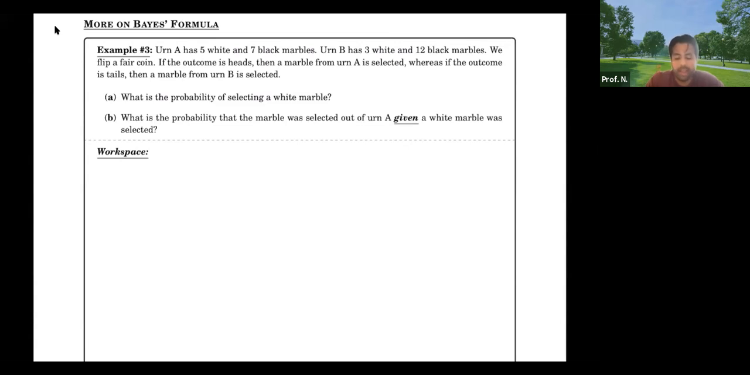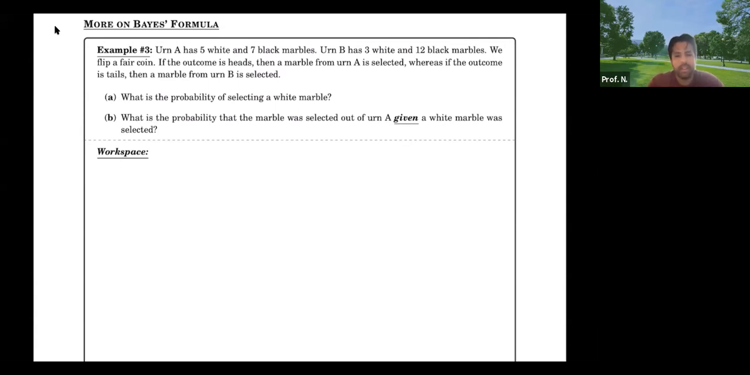So if the outcome is heads, then a marble from urn A is selected. If the outcome is tails, then a marble from urn B is selected. So part A asks, what's the probability of me selecting a white marble? And part B asks, what's the probability that the marble was selected out of urn A, given that it was a white marble?